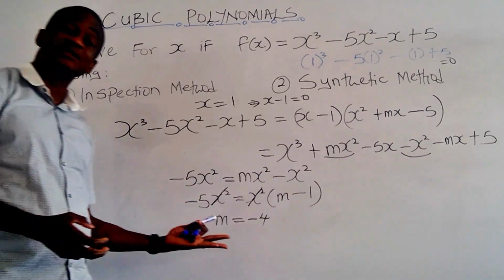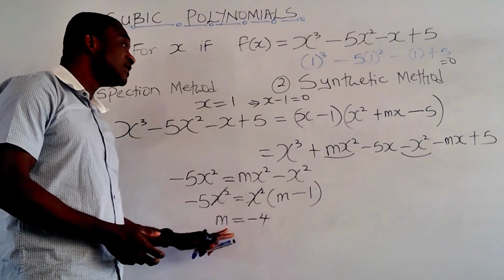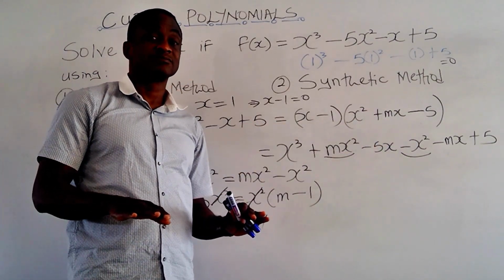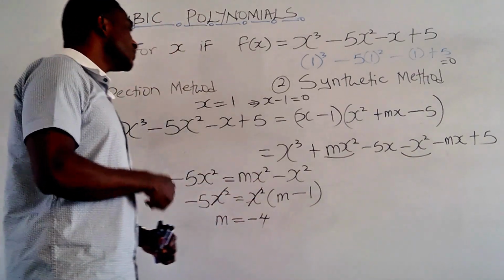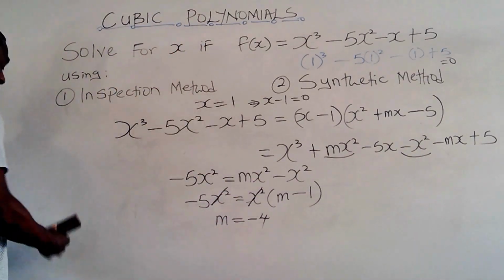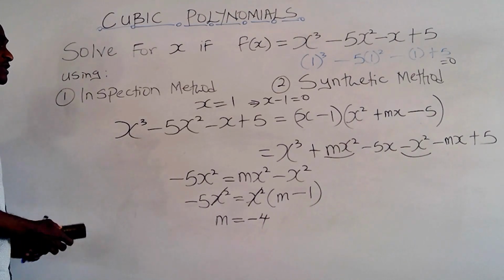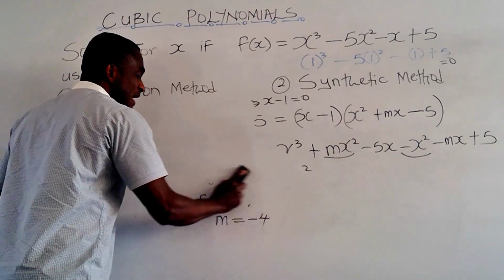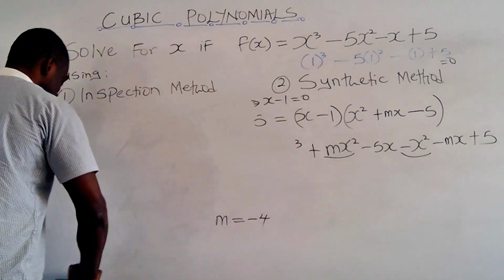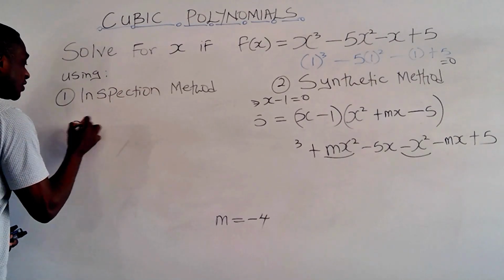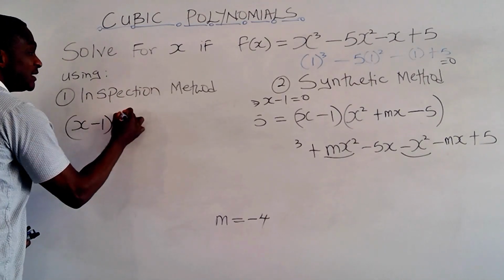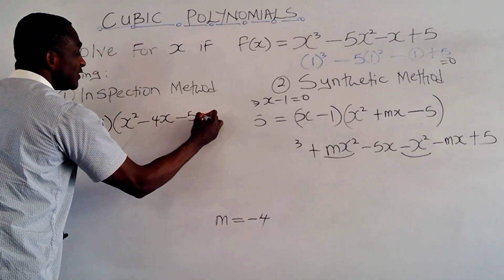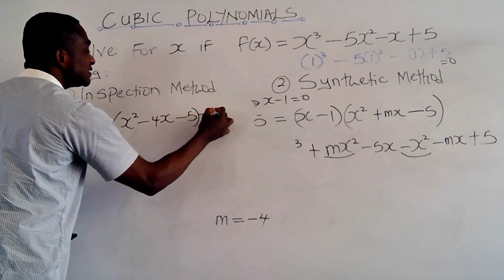Now, remember I said we should solve for x. They didn't ask us to factorize. If we were just factorizing, we would just plug in n as negative 4 and we are done. But we need to solve. So let's go back and plug in our n and finish the work. So we got n as minus 4. So the expression that we are solving now becomes x minus 1 into x squared minus 4x minus 5 equals 0. So we are solving for this.